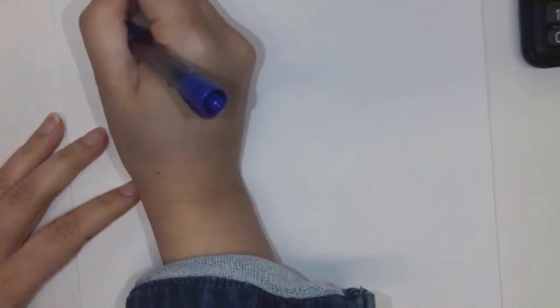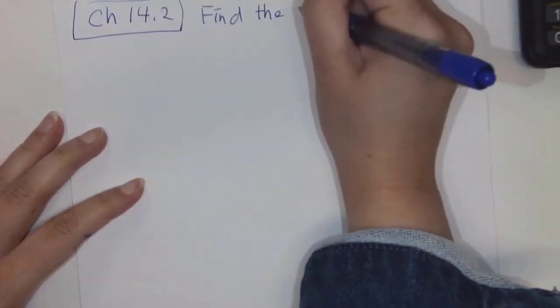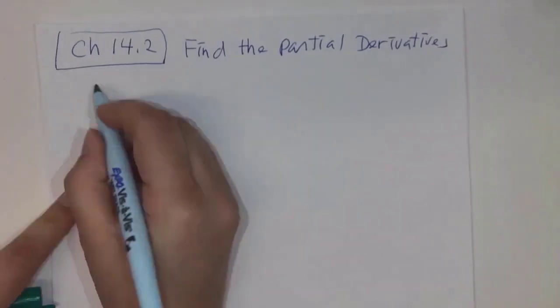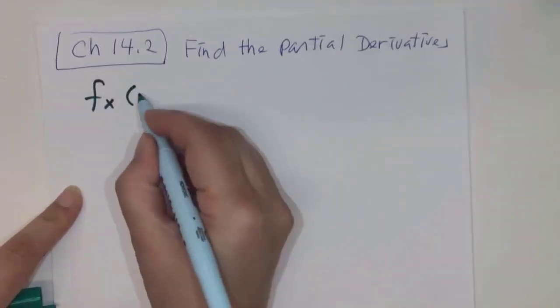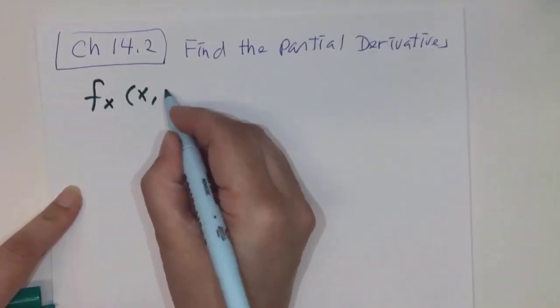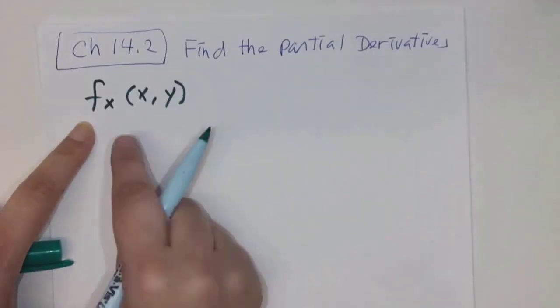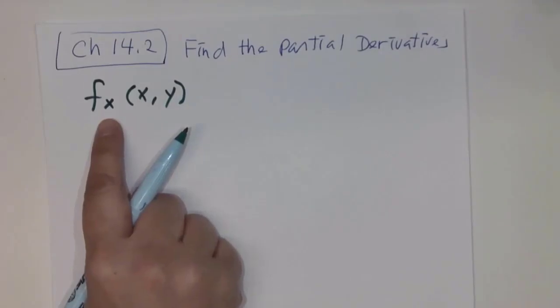Chapter 14.2 is finding the partial derivative. It has a little bit different notations than what you have seen so far. It has an f with a little subscript x here, and then x comma y. So that's one type of partial derivative. This is taking the partial derivative with respect to x. So we will treat x as the variable and y as a constant.